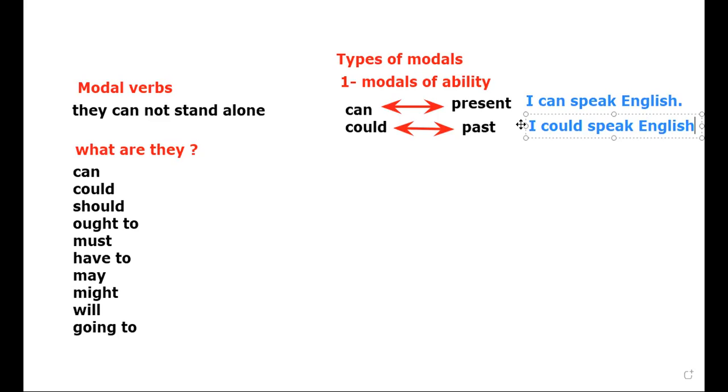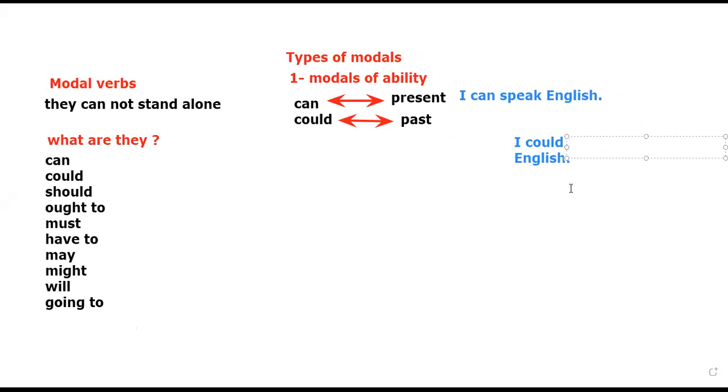So what does this sentence mean? When you say, for example, I could speak English. Alright? Let me use this one. I could speak English, for example. Maybe in the past.